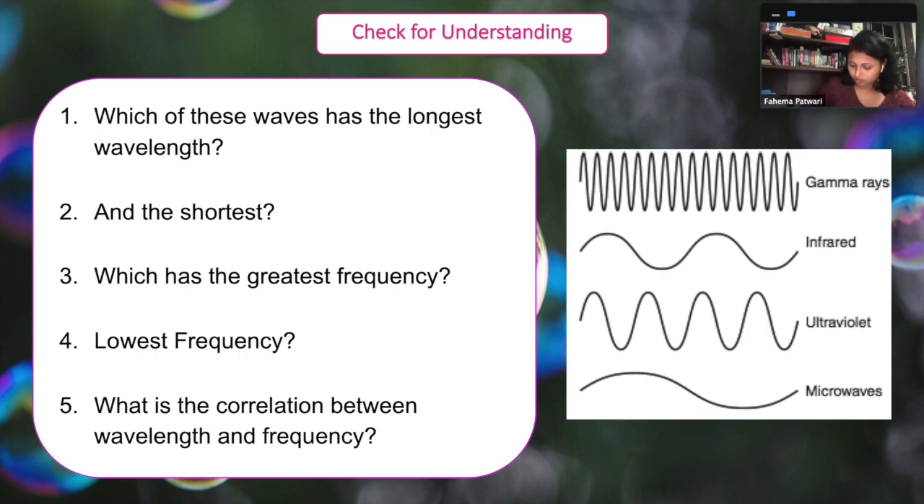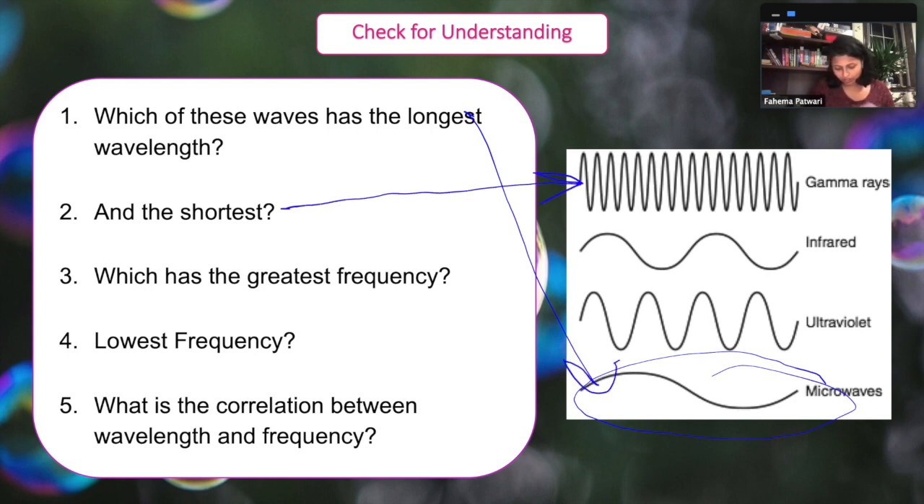I'm going to give you guys a chance to try this. Hit pause and then press play. Okay. Longest wavelength. Right over here. Microwaves, longest wavelength. Shortest, you can tell visually: gamma rays. Greatest frequency: gamma rays. Lowest frequency: microwaves. Correlation between wavelength and frequency: it's inversely related.